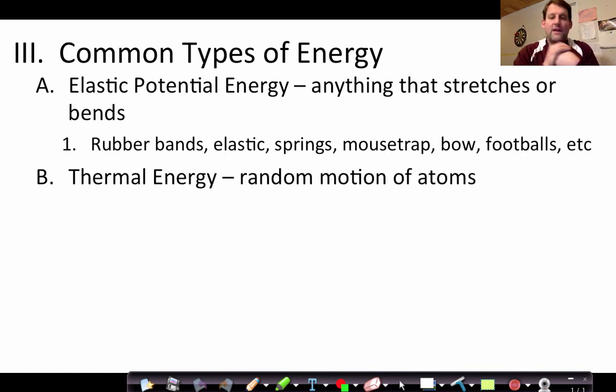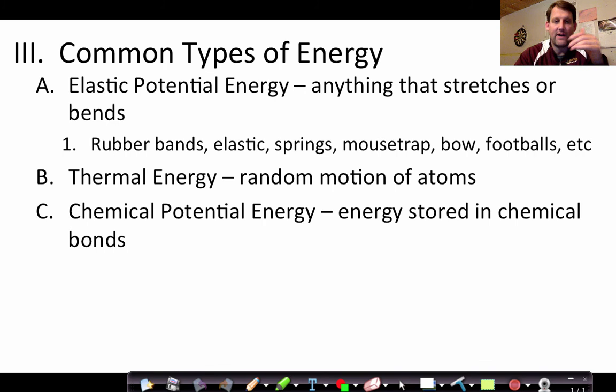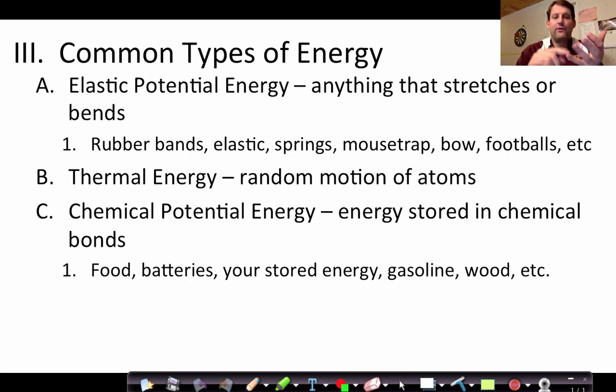Great. The next one's thermal energy, and it comes from the random motion of atoms. You know that heat, thermal energy, is a result of atoms moving faster. In fact, the only way to heat something up is to make the atoms move faster. Chemical potential energy is any energy stored inside of the bonds between atoms in a molecule. This includes food, batteries, gasoline, anything that burns. So if you light a campfire, the heat you're feeling used to be chemical potential energy stored in the log. Anything living, it's their life source or their energy source for living things.